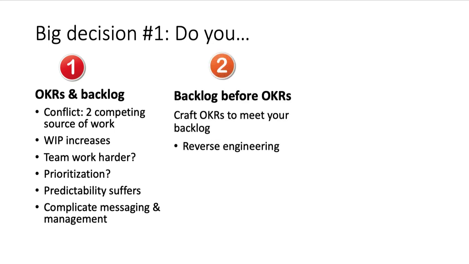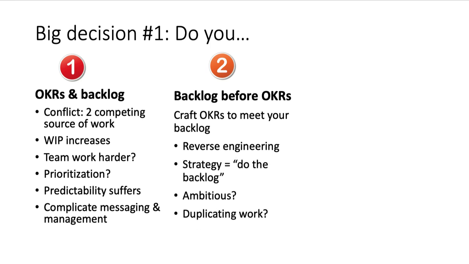Option 2, you give the backlog priority. You put the backlog before OKRs. Your backlog is still the main source of your work. You come along and you craft OKRs every quarter to deliver some section of the backlog. You can think of this as reverse engineering your OKRs.